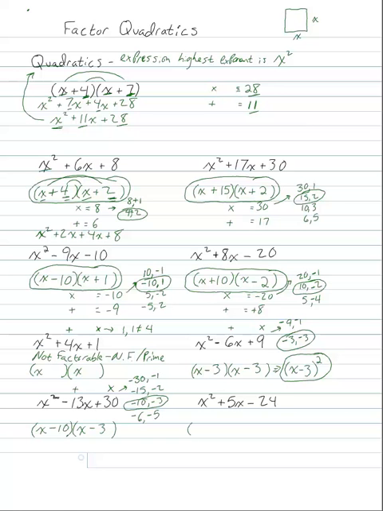So x squared plus 5x minus 24. First term, x and x. Looking for things that multiply to negative 24. Add to positive 5. Again, I'm just going to write out my options. So 24 and 1. 2 goes into it 12 times. 3 goes into it 8 times. 4 goes into it 6 times. 5 does not, so I'm done.